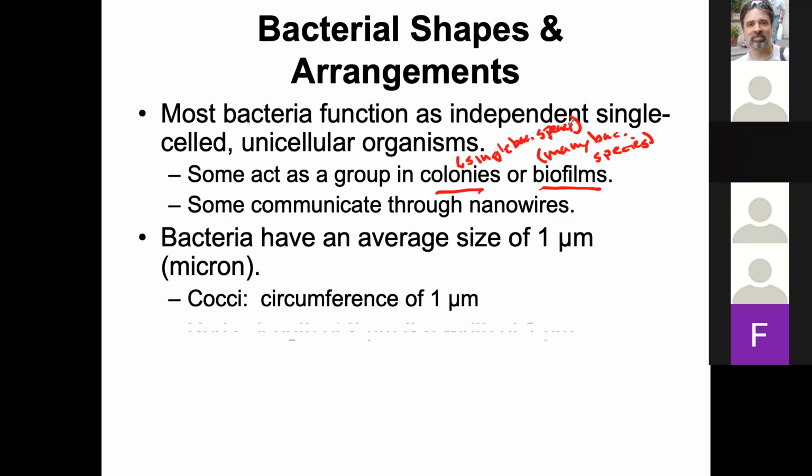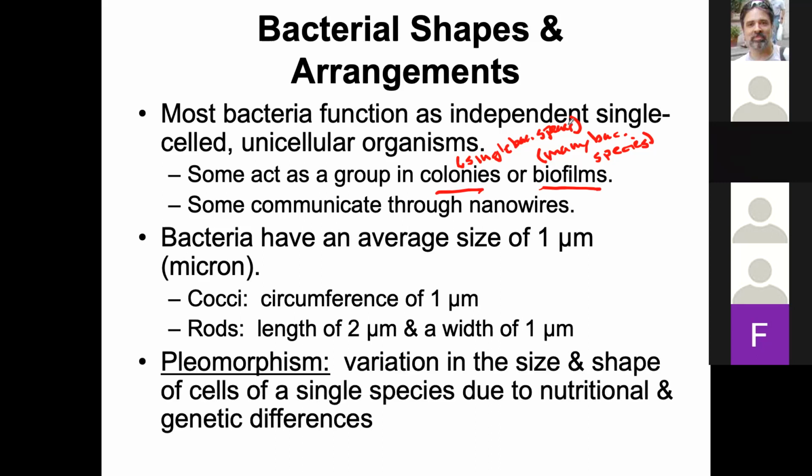Cocci have a diameter around a micrometer, rods between 1 and 2 micrometers. And some have a series of shapes, and they're called pleomorphic. That can be the result, within a single species, of differences in the genes they carry or differences in their nutritional status.